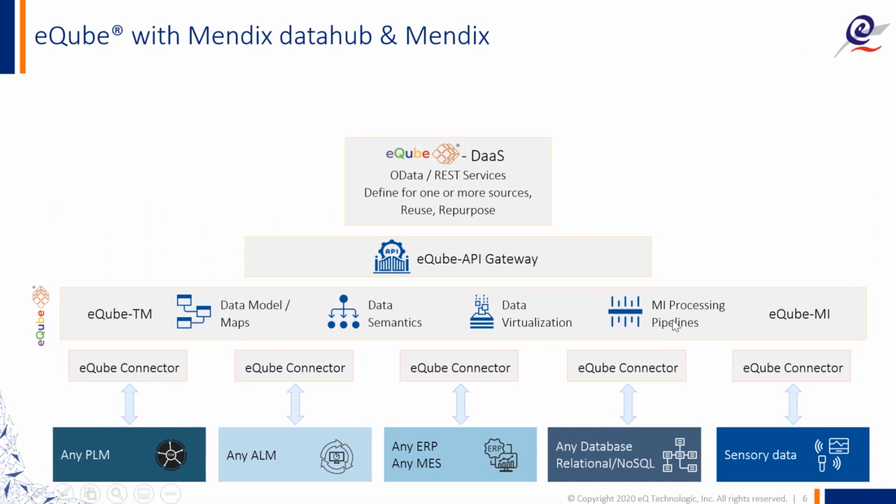TM maps are then fed into this MI processing pipeline, which you will see here in the next couple of minutes, where you are able to create the entire logic of that particular service or interface. And those MI processing pipelines with those TM maps get executed through this layer called data semantics and virtualization. This is very unique to our platform. Quite a bit of innovation has gone into it.